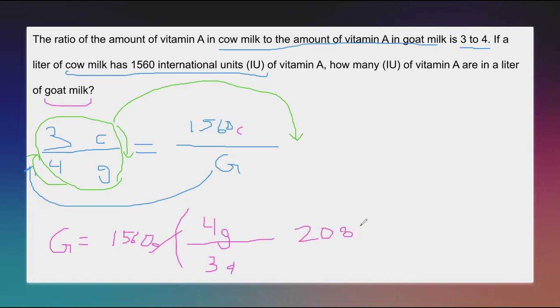But we're not done yet because if our units are G, that doesn't match the units that the problem was using. So we have to go back and think about what G means. So we said that G is equal to the amount of vitamin A in goat milk in international units. So that goes ahead and tells us our units, it's IU. So our final answer is going to be 2080 IU.